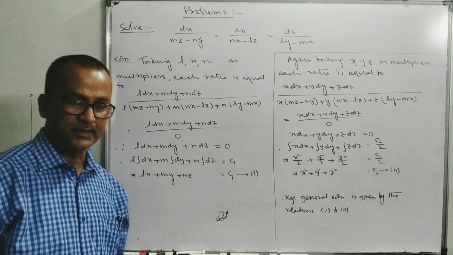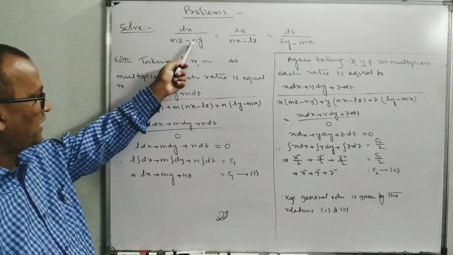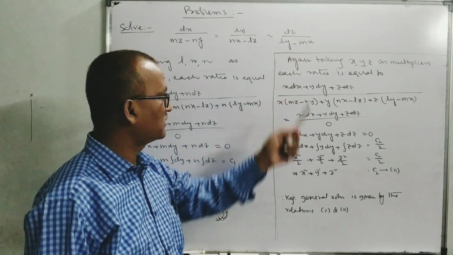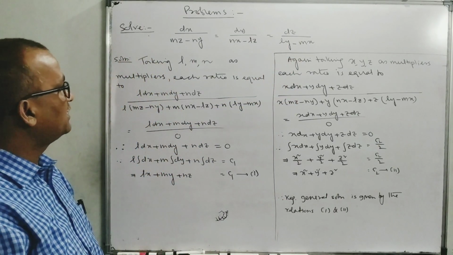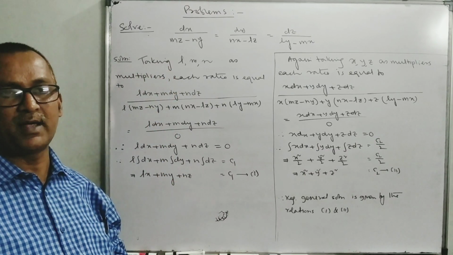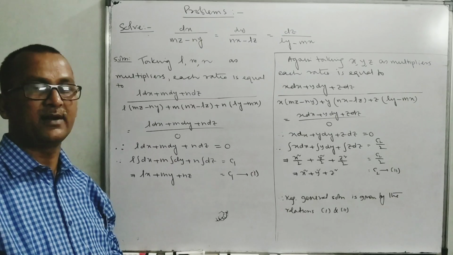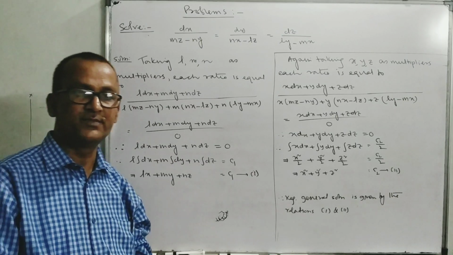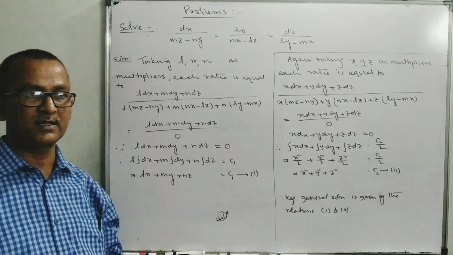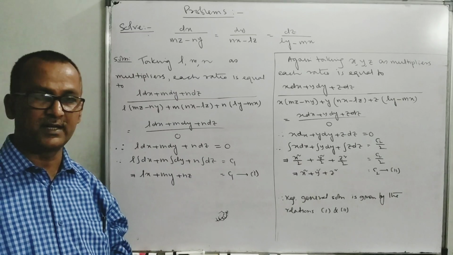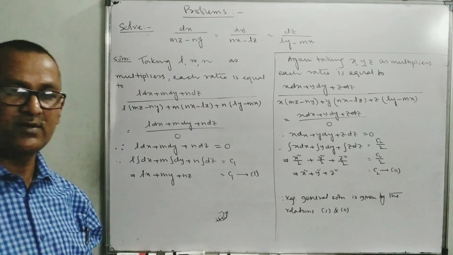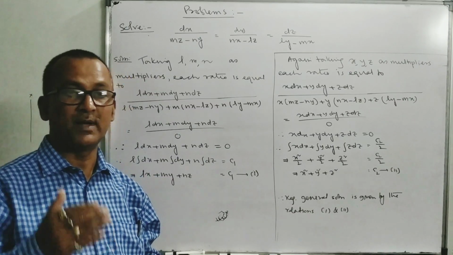Here we take another example: dx by mz minus my, dy by nx minus lz, dz by ly minus mx. So in this case, we observe that if you take any two ratios and cross multiply, or apply the separation of variables method, then you cannot separate the variables. In our previous two problems, we took the first and second, or second and third, or third and first, then cross multiplied, separated the variables, and integrating we got the required solution. But here we cannot separate the variables because they are mixed. So here we apply another method, which is known as the multipliers method.